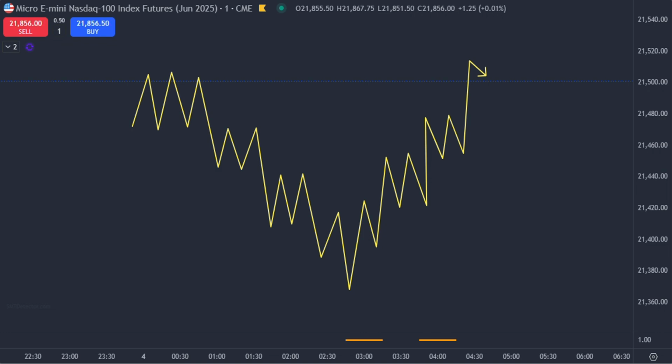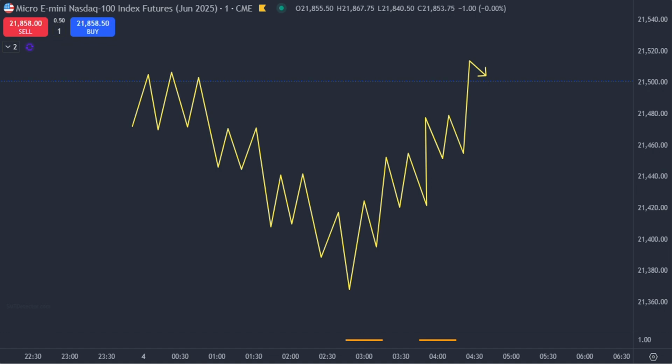Why is the algo going into a buy program? Or why is the algo moving the market up right now? Or why is the algo making the market go down right now? If you're only trading order blocks or fair value gaps or breakers without knowing the why, then you're really only trading patterns.